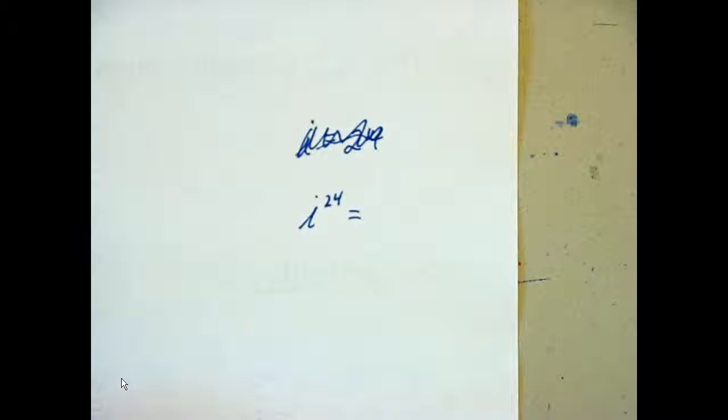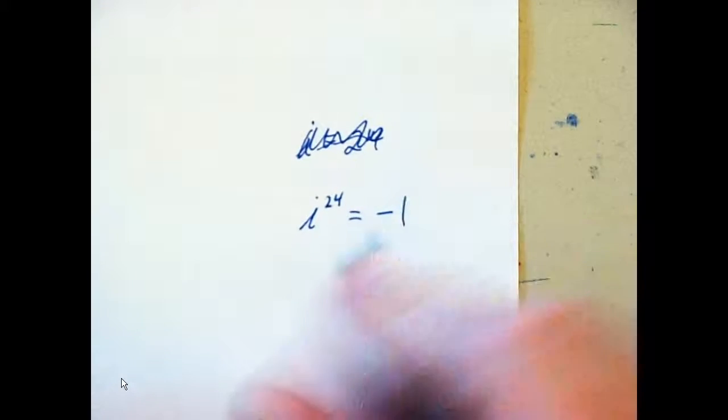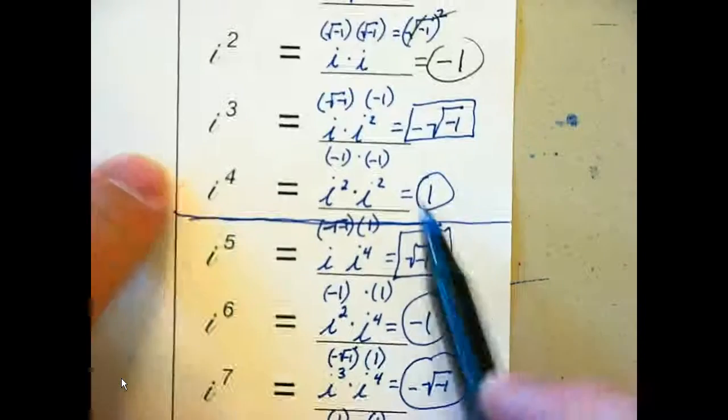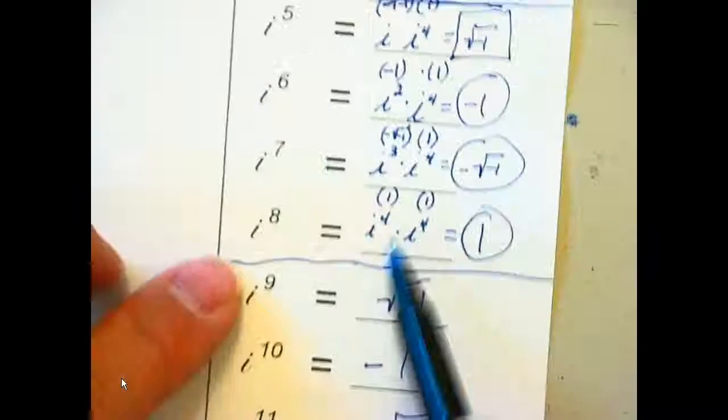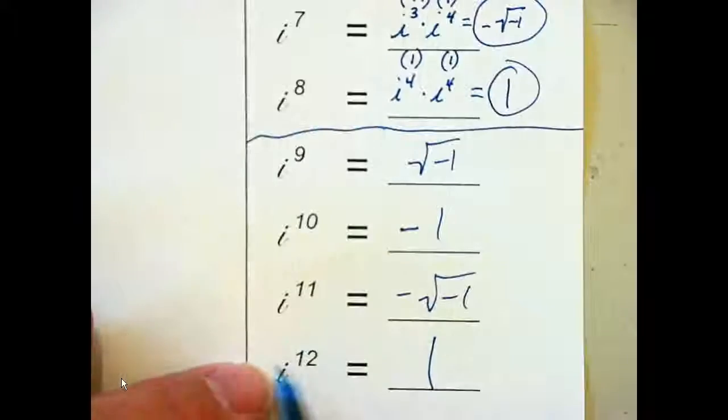Scarlett? Well, I just knew that i to the 4th, i to the 8th, and i to the 12th are multiples of 4. The 24 is a multiple of 4, so therefore 1. Yes. If we go back to our pattern, that was very well explained. i to the 4th, i to the 8th, and i to the 12th all equal 1. And all of those are multiples of 4.